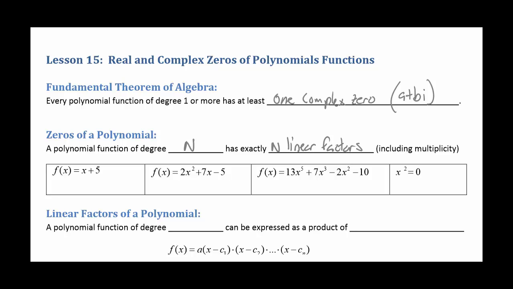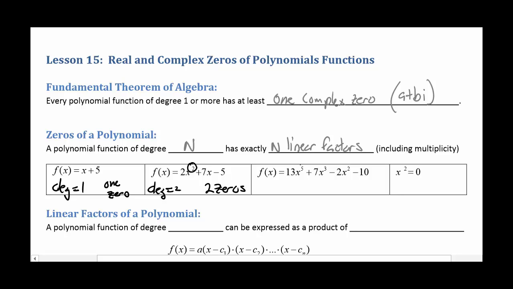How many zeros would each of the following equations have for us? In the equation f of x equals x plus 5, the question is really, what degree is it? Since it's a linear or first degree, that means there is at least one zero of some type in that equation. And the second equation, f of x equals 2x squared plus 7x minus 5. Looking at the highest degree, it's degree 2. So how many zeros? There could be 2 zeros.